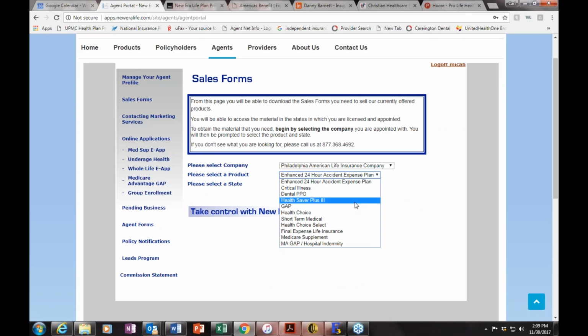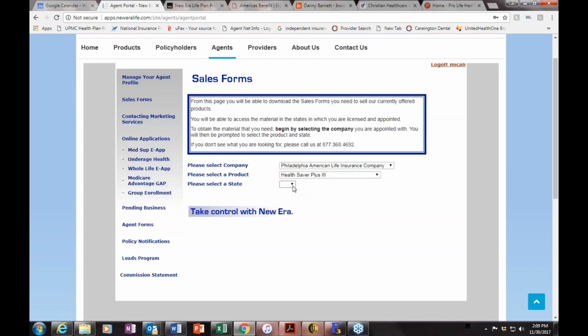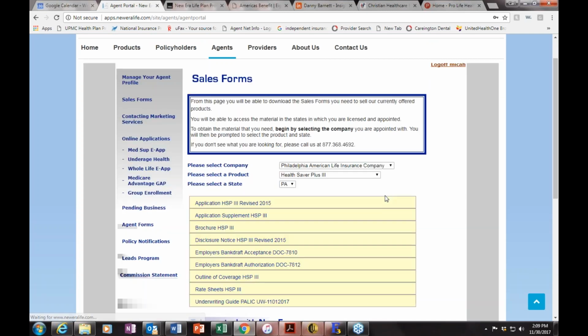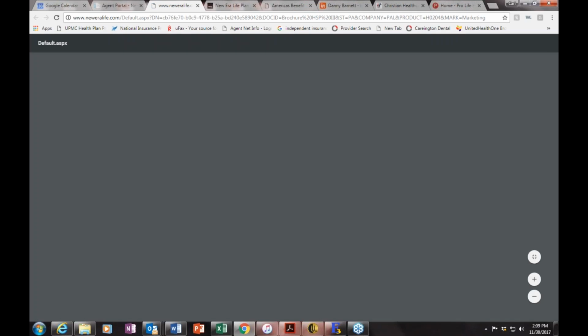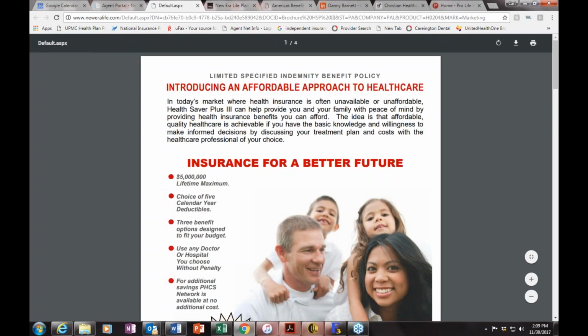So I'm going to select the Health Saver 3 for Pennsylvania, and it will provide me with copies of an application. I can get the product brochure here, save it, email it. If I'm presenting to somebody over the phone, I can bring this up and review the brochure with whomever I'm speaking with.